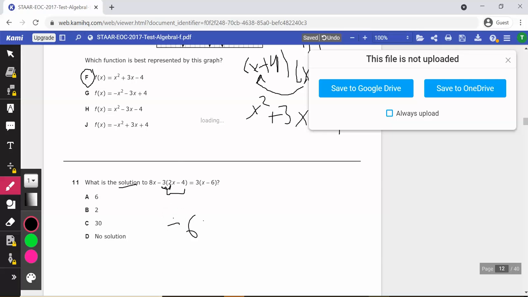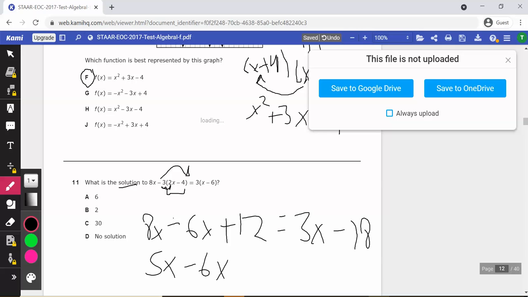So minus 6x, distribute the negative 3 to the 2x and the negative 4, so plus 12, and then 8x equals 3x minus 18. So then 5x minus 6x. Move this to the other side, negative 12.